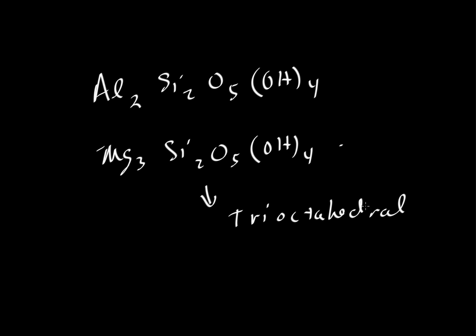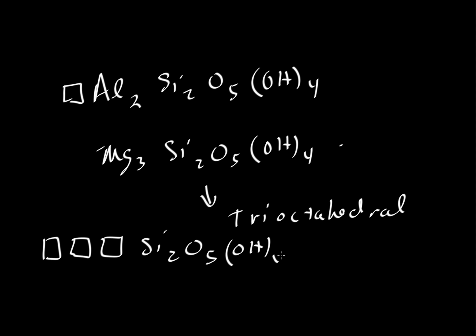On the other hand, if 1/3 of those sites are empty, and we could put a little box here to show a vacancy, right, we would have 3 magnesiums. You could think of this, let's just put 3 empty boxes. Then we could write Si2O5, OH4 for the case where we put a magnesium here and a magnesium here and a magnesium here. That is on this 5-oxygen basis with 4 hydroxyls, that would be trioctahedral. We're filling up all the octahedral sites with magnesium atoms.